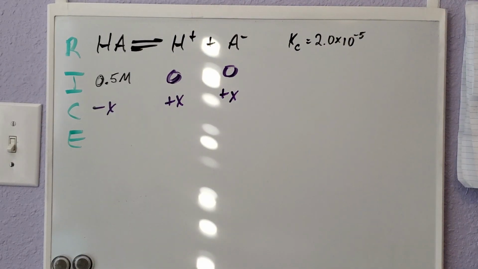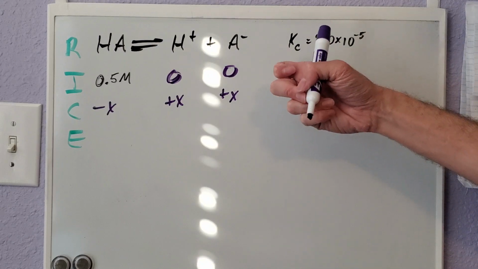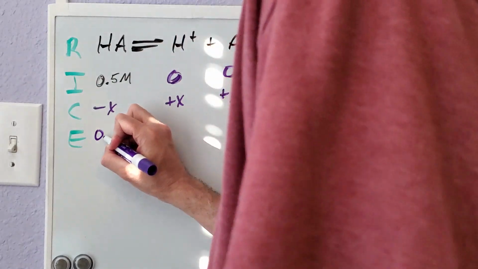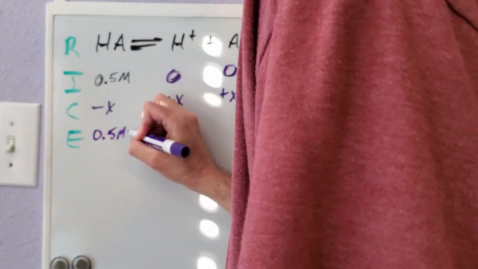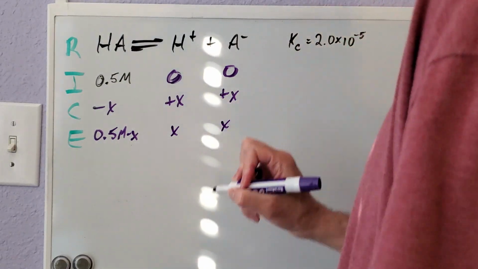When it comes to equilibrium, it's the same deal here. You're going to add your initial plus your change. And so your equilibrium for HA is going to be your 0.5 molarity minus x. Here you're still going to be looking at x and x.